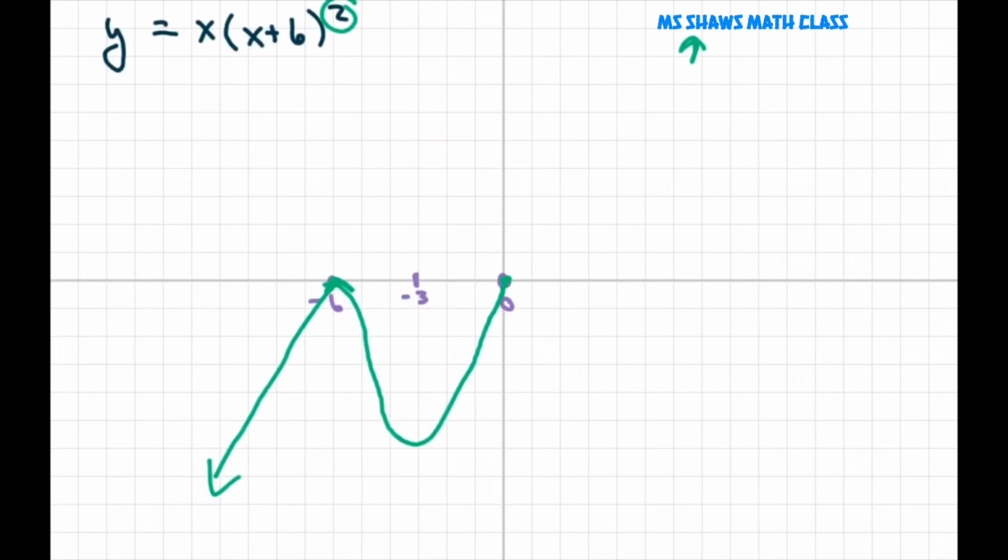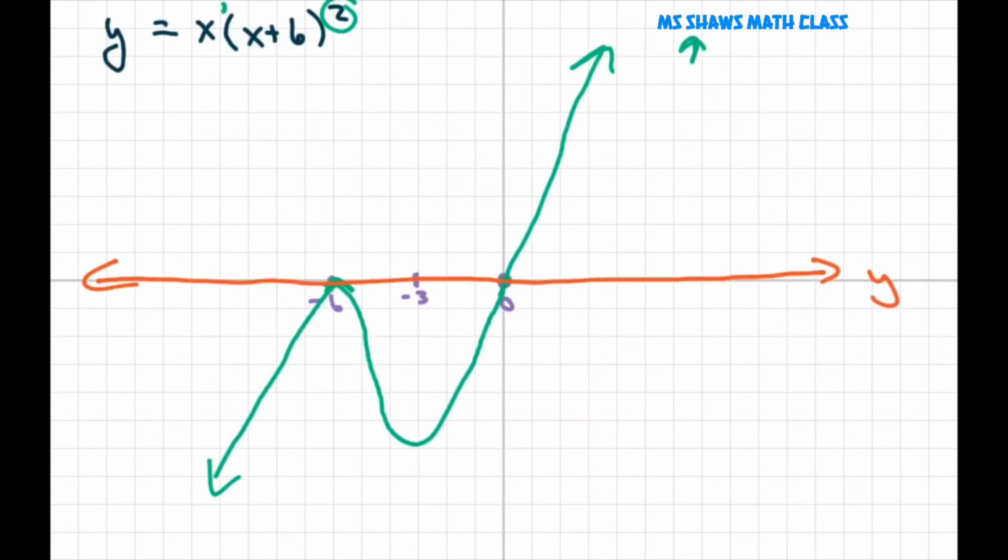Once we get to 0, our multiplicity is an odd number. That means I can cross. So there is our graph. Now we're going to look at where the graph is positive and negative. So we're looking at y equals 0. Above the x-axis, that's where y is greater than 0. And below it is where y is less than 0.